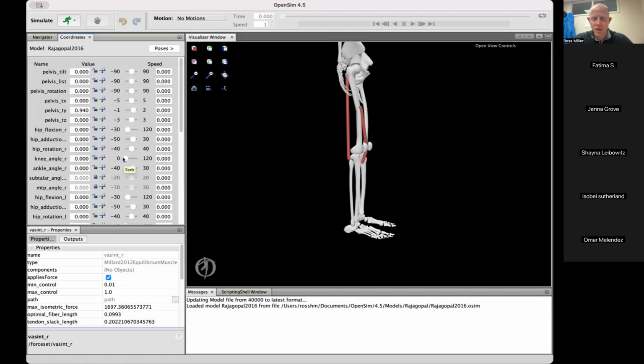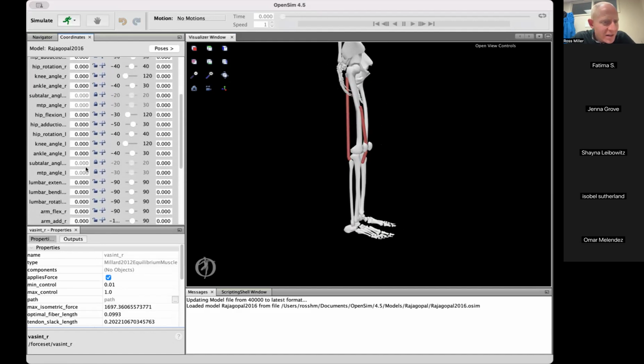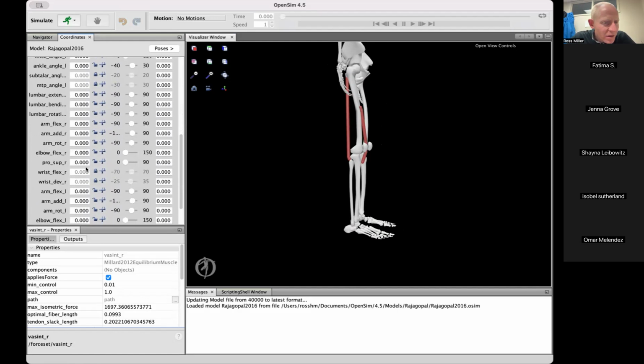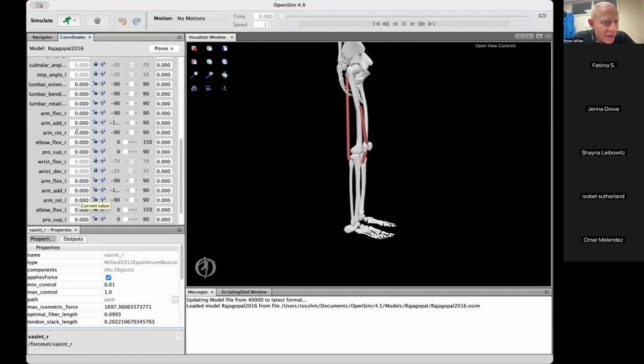So notice, let's get this hand out of the way if I can. How do I move the hand? Let's do some shoulder, right arm abduction. Let's try that. There we go.